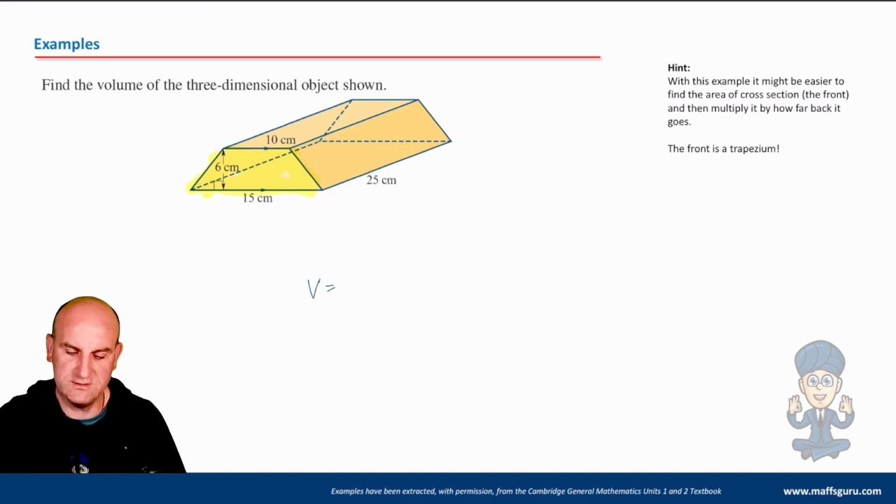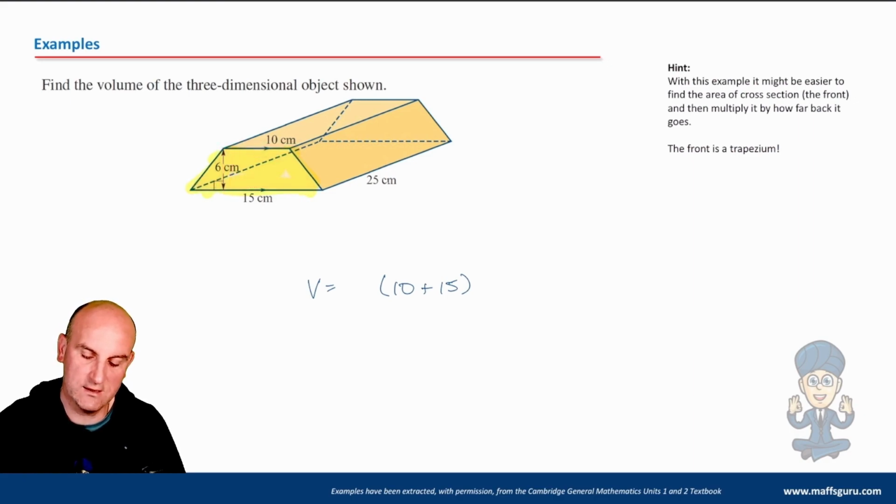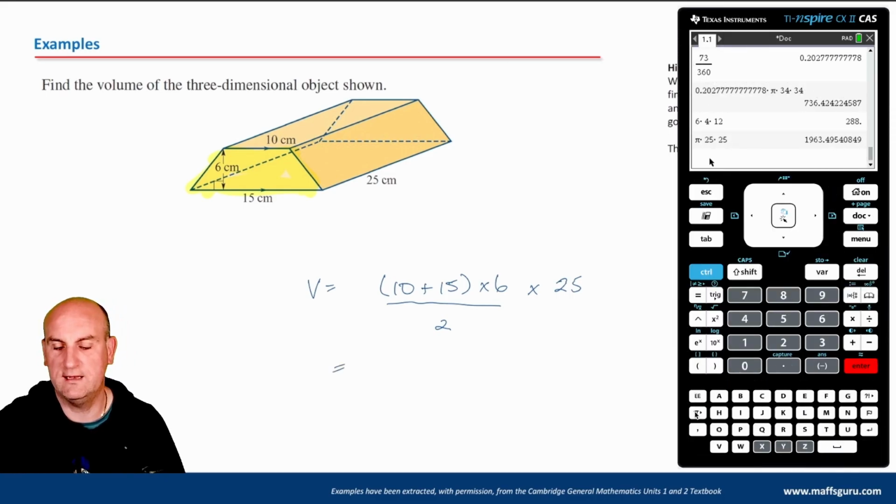You add the parallels. So my parallels are 10 and 15. I times by how far apart they are. So my parallels were these there. How far apart today is that? So that's times it by 6. And then I'm going to divide all of that by 2. And I'm going to times it by how far back it goes. Again, times by 25. How am I going to do that? Do it on a calculator.